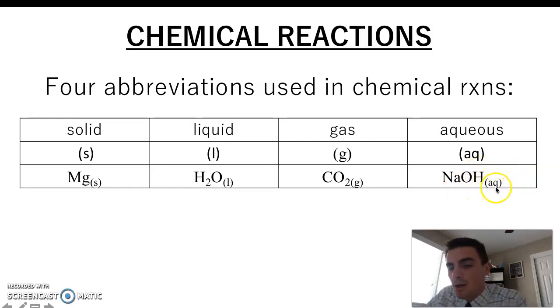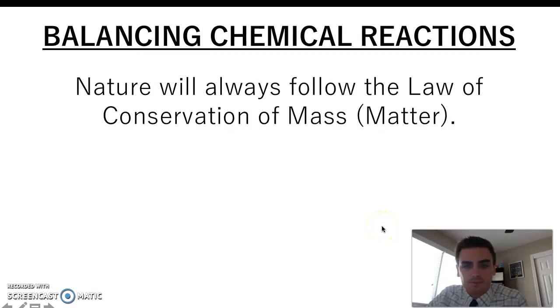But when we put AQ, what that stands for is aqueous. And what that means is it's dissolved in water. Aqueous always has to do with a water environment. Fish live in aqueous environments. The word aqua in Spanish, it all goes back to that prefix aqua or aqueous, and it means something can be dissolved in water.